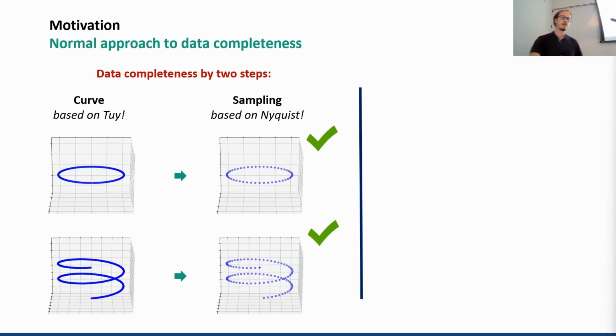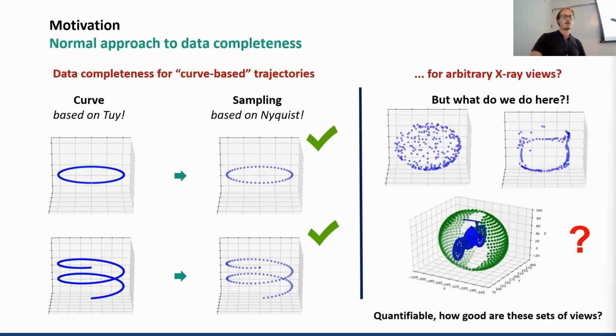But with RoboCT, there's a lot more possible. The question is, what do we do for arbitrary X-ray views? What do we do if we have something like strange sampling on a half circle or a complete circle, or how can I do this? So this was application specific, for example, using an optimization process. This is like random sampling, or this is for the motorcycle. So I want to quantify how good are these sets of views. Are they data complete or not?